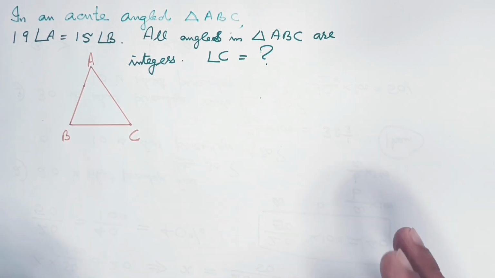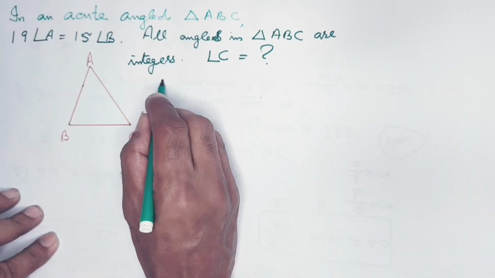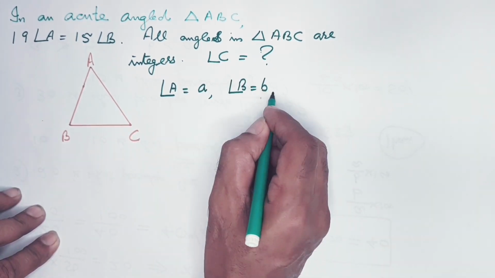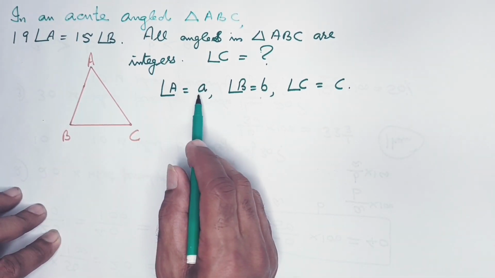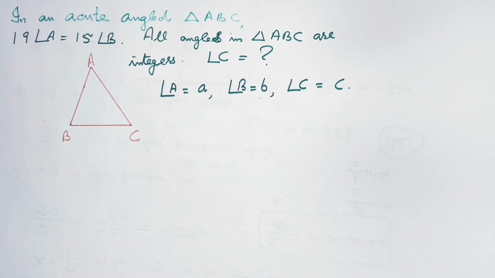An acute angled triangle is one with each of the three angles being less than 90 degrees. So to begin with, for ease of writing, let me take angle A as A, angle B as B, and angle C as C. And as per the data given, these A, B, C are integers. To be more precise, they are positive integers. Obviously, they cannot be negative.